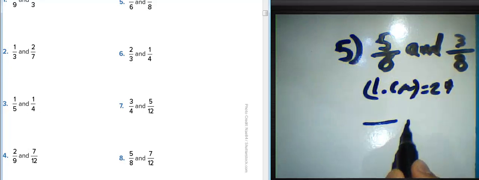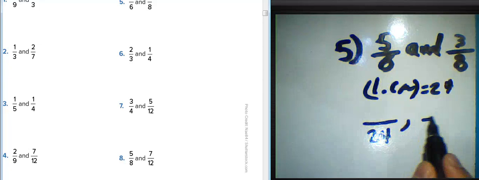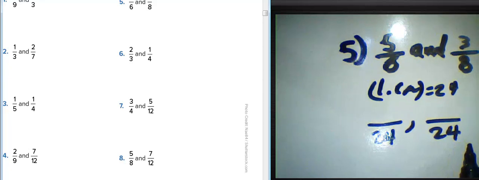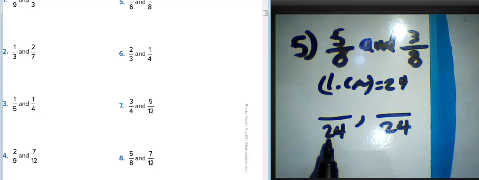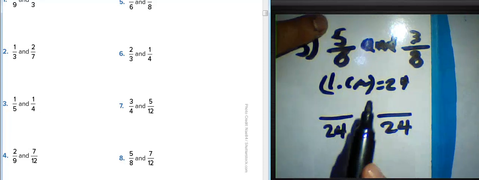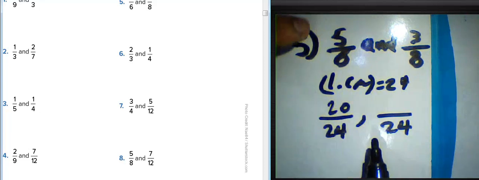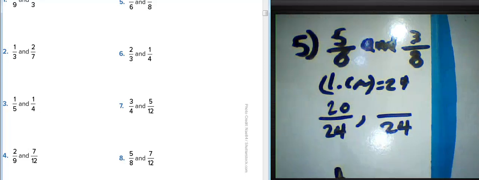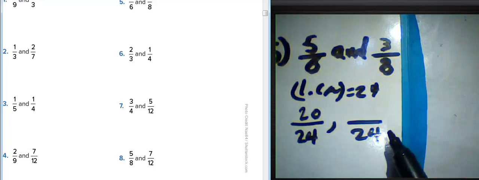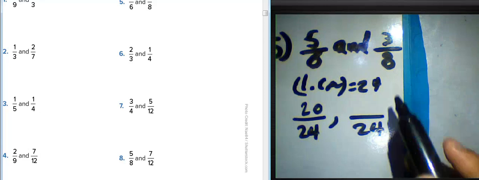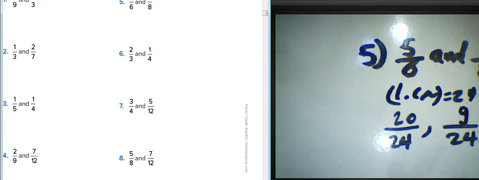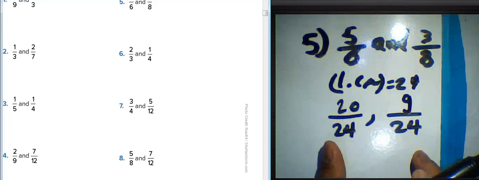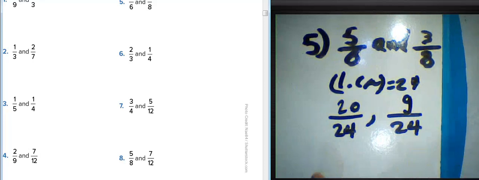First, we can convert the first denominator to 24, and the second denominator to 24. And 5 multiplied by 4 equals 20. Why? Because 4 times 6 equals 24. And what about 8 times 3 equals 24. 3 times 3 equals what? Equals 9. Then we have here two fractions. The least common multiple between them is 24.